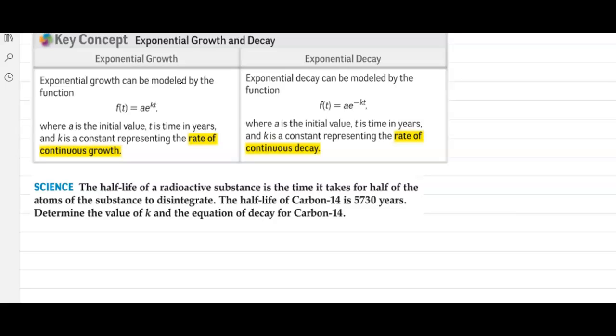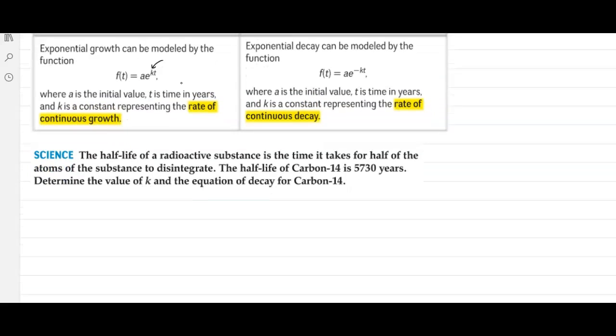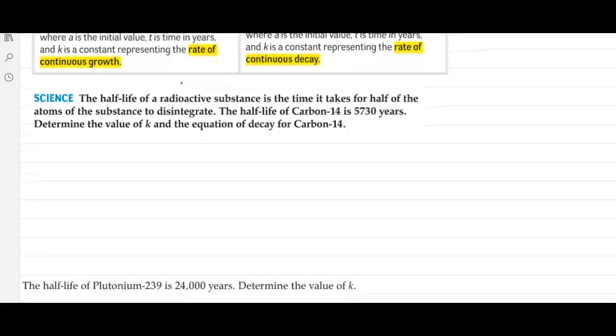Exponential growth and decay. Here are a couple other formulas that we can use to model exponential growth or exponential decay. It's very similar to models we've been using, except in this case they're using K to represent the rate of continuous growth instead of R for a rate.